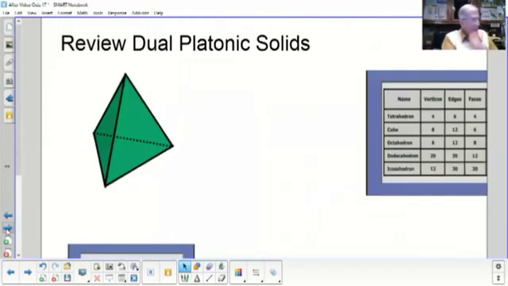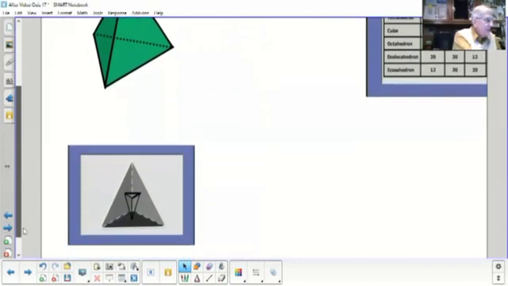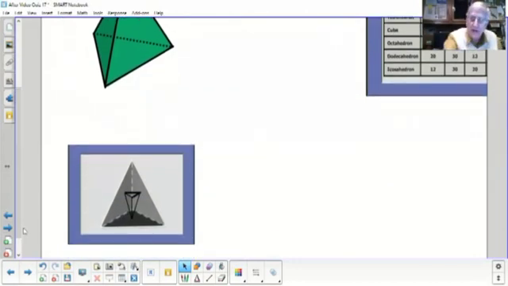Let's go on. Let's review dual Platonic solids. Now, the Platonic solid shown up here is a tetrahedron. It has 4 faces, okay? Its dual happens to be another tetrahedron. If you put a dot in the center of each face of this figure, you will get a triangle-shaped object, such as what you see here, triangular faces that is, and it'll be another tetrahedron. So a tetrahedron is self-dual. It is its own dual.